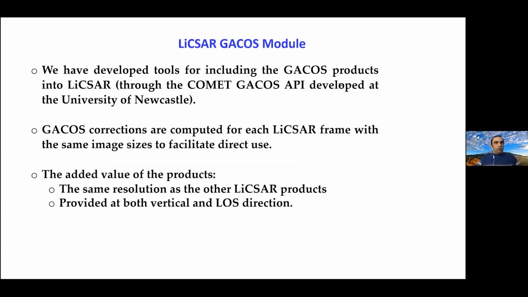About the GACOS module, Milan provided some slides. It was shown in several case studies that the GACOS corrections for tropospheric effects can reduce the interferogram phase standard deviation by 20 or 30%. And the GACOS products are calculated for each LiCSAR frame with the same image size and the same resolution as our final products. And they are provided both in vertical and line of sight direction. This makes it very easy for the users to directly apply the corrections to their interferograms.